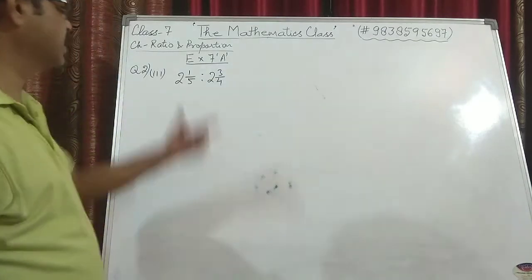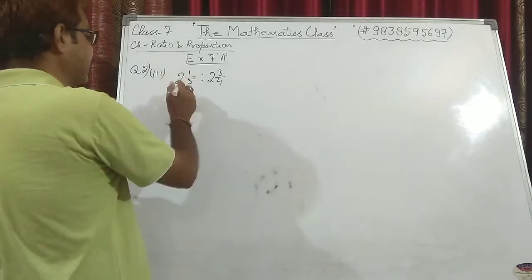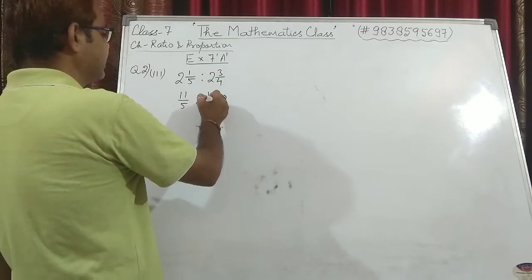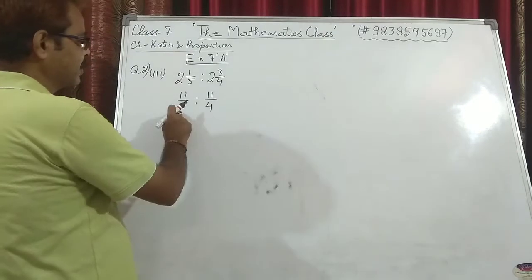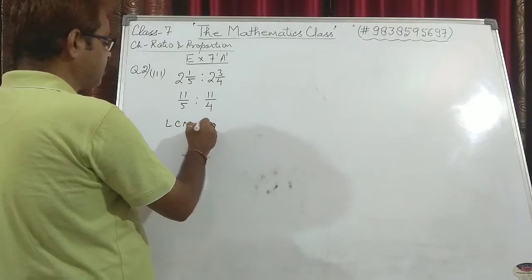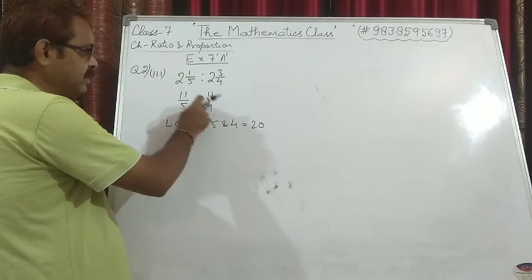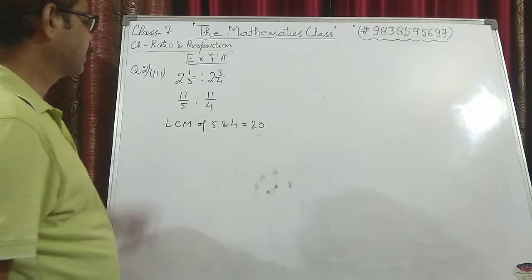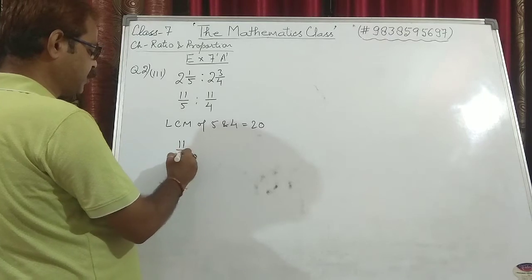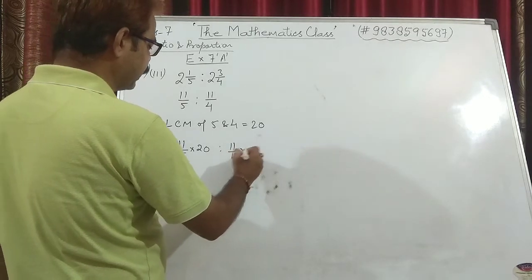Now what we will do, first these are in the form of mixed fractions. First we will convert them into fractions. So 5 twos are 10 and 1, 11 upon 5. Then 4 twos are 8, 9, 10, 11 upon 4. So we will find the LCM of 5 and 4, which is 20. It means we will multiply these numbers with 20. So that will be 11 upon 5 into 20 is to 11 upon 4 into 20.